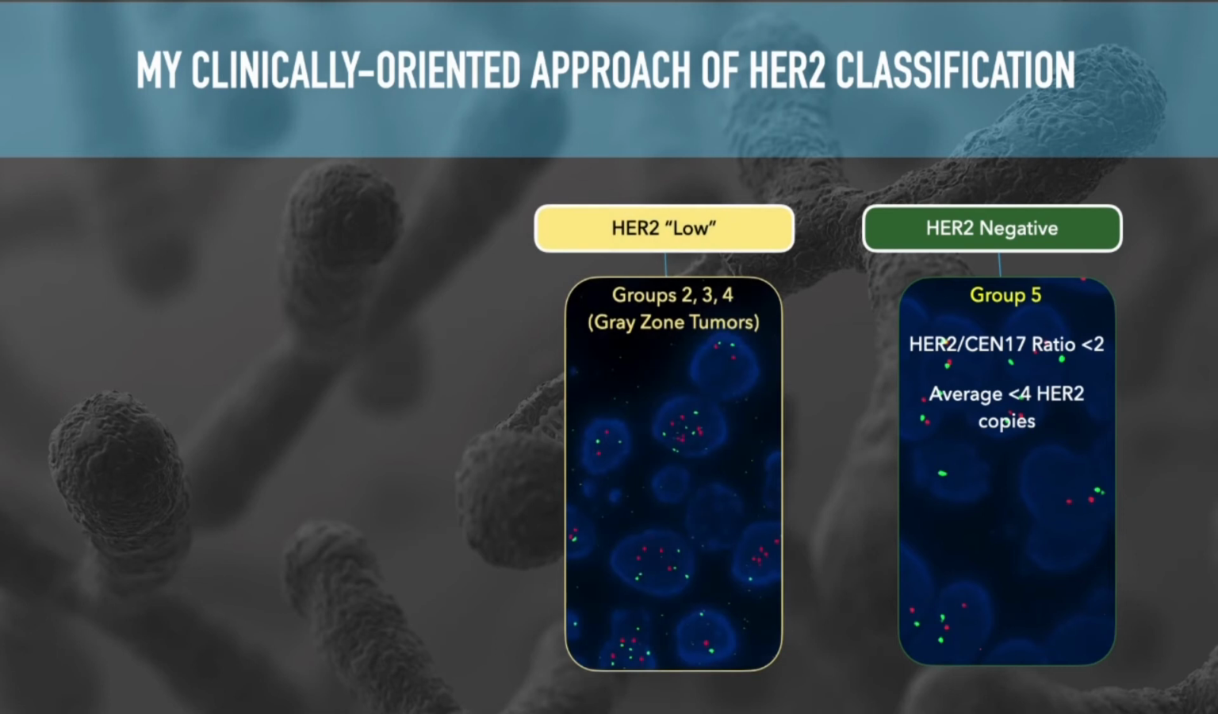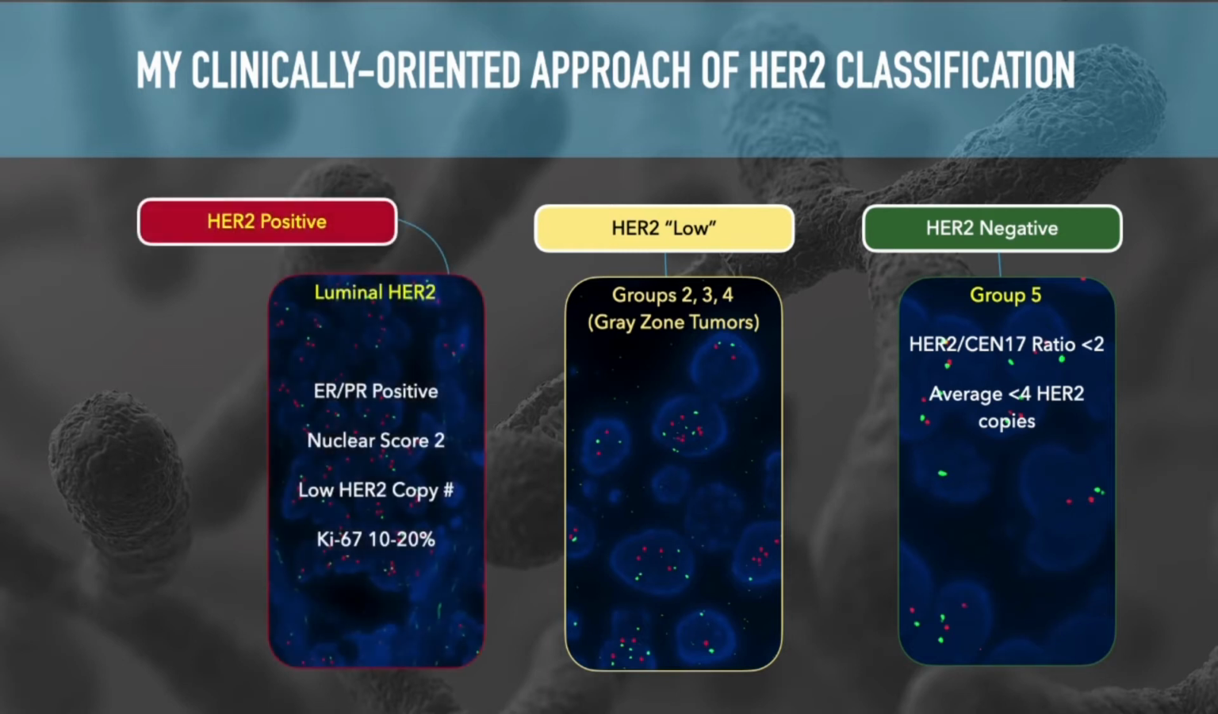So before we talk about those, we have two groups, HER2 negative and HER2 low. The HER2 low tumor, I would like to define based on gene status, not protein status, and we can spend hours also talking about that. But the HER2 positive tumors are a heterogeneous group and can be placed in two main subgroups. The luminal HER2, which is by definition ER/PR positive, has a nuclear score that is at most 2 out of 3, with a low HER2 copy number, less than 10, and a low Ki67 proliferation index, usually less than 20.